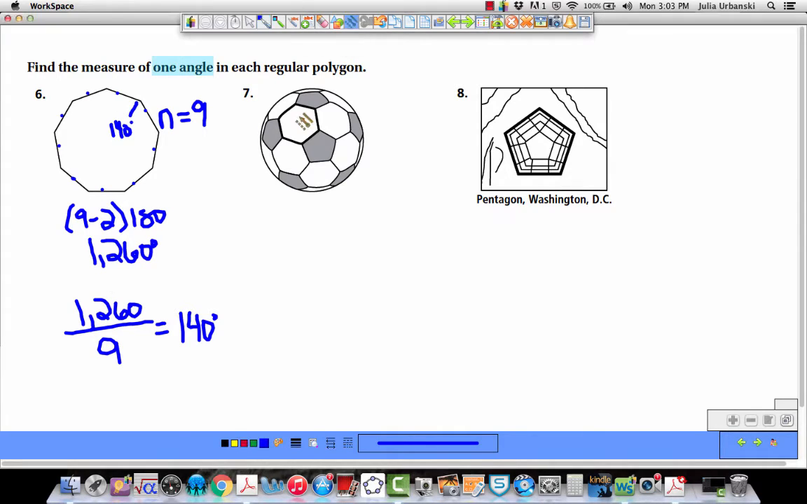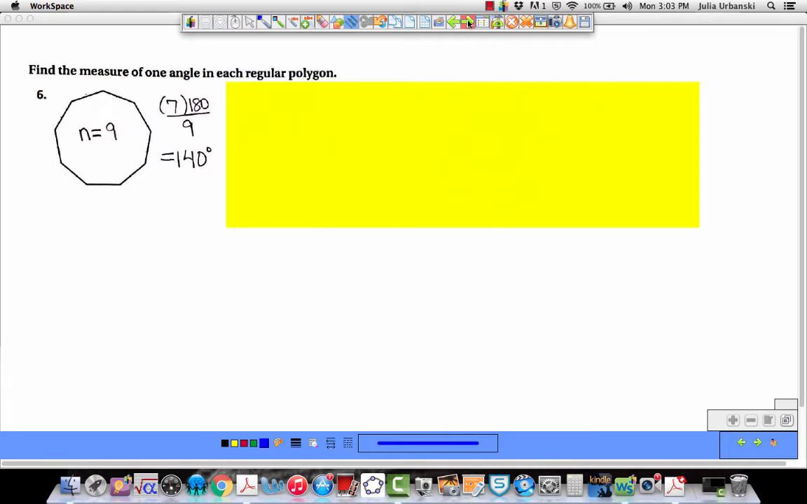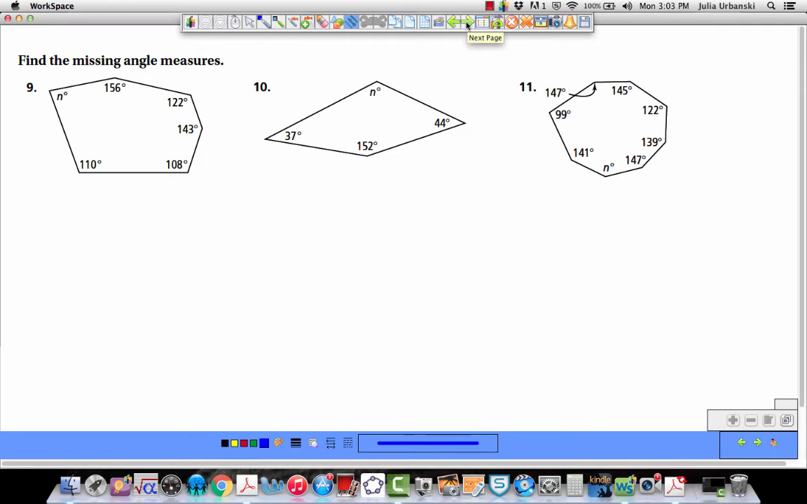In this one, just realize you're dealing with this shape right here. That's the one they're asking about, the darkened in one. So think about how many sides that shape has and figure out what the total would be and then divide by the number of sides. You'll do number 7 and 8 on your own. I'll give you the right answers tomorrow.